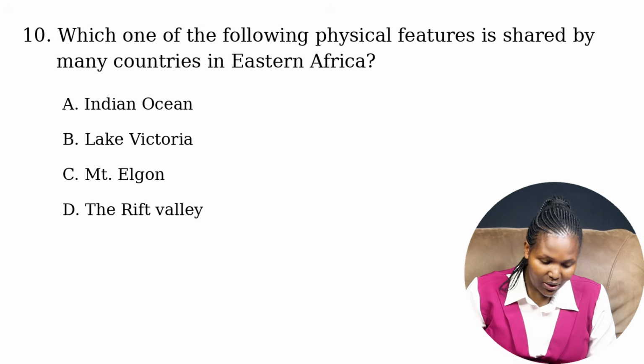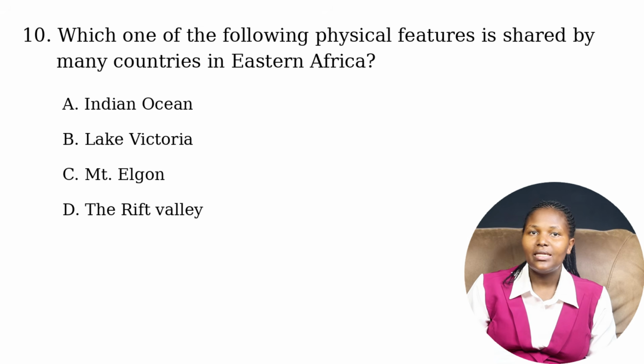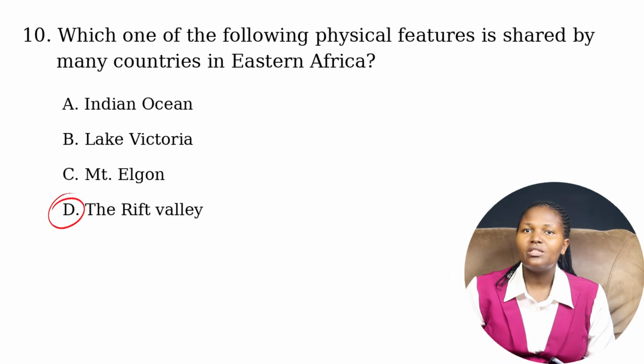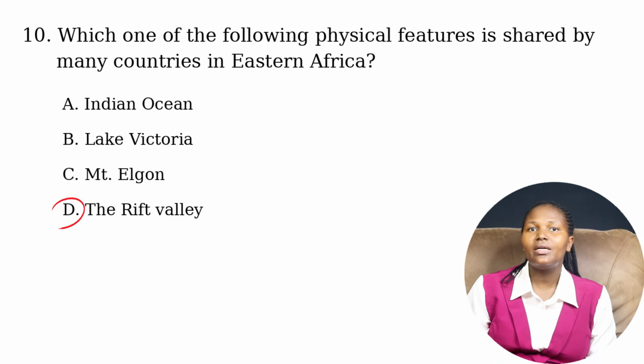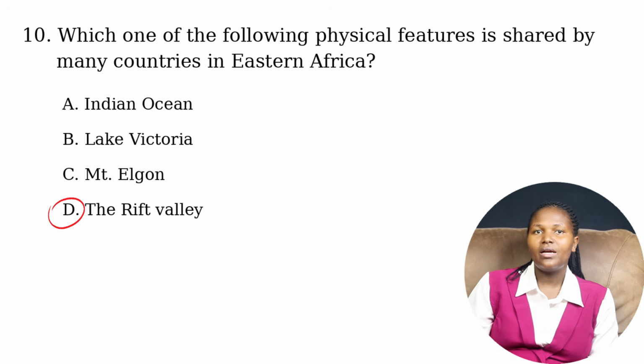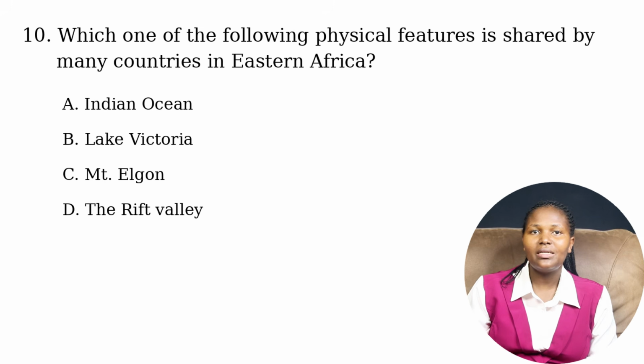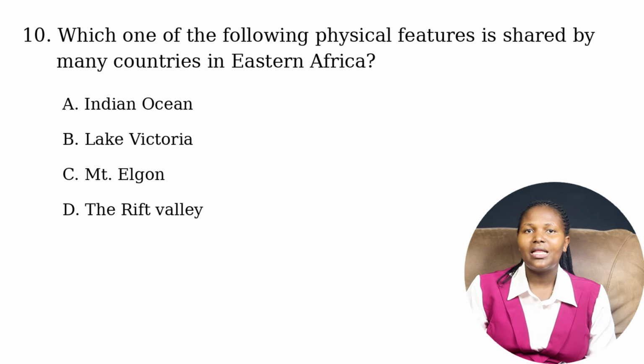Now, here the correct answer is the Rift Valley, because the Great Rift Valley crosses many East African countries. The Great Rift Valley is not just in Kenya, but it is across most of the East African countries. So this is the physical element that is shared. And the others, like Lake Victoria, is shared mainly by Kenya, Uganda, and Tanzania. And then Mount Elgon is shared by Kenya and Uganda, and not all countries border the Indian Ocean, you see. But the Great Rift Valley crosses most of the East African countries, so that is the correct option.